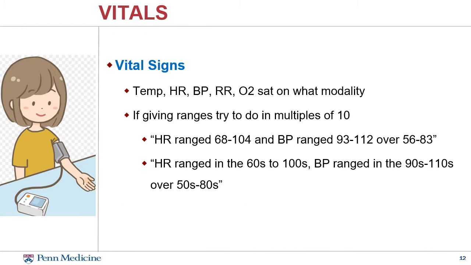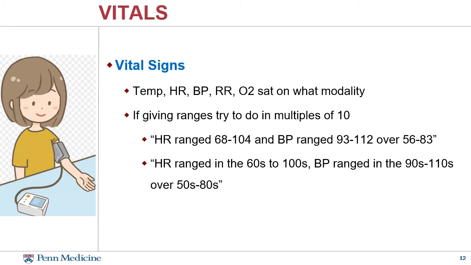All right, next we're going to go over the vital signs. So it's pretty well formatted as temperature, heart rate, blood pressure, respiration rate, and O2 sat on what modality. Remember that if you're going to give all of these numbers and you want to give your maximum and where they are now, it's a lot of numbers to give all at once. So if you can, if it's a relatively normal number, try to give these in multiples of 10s.